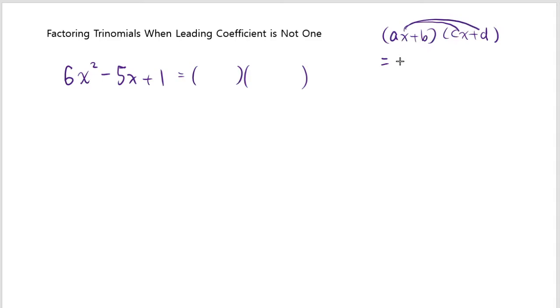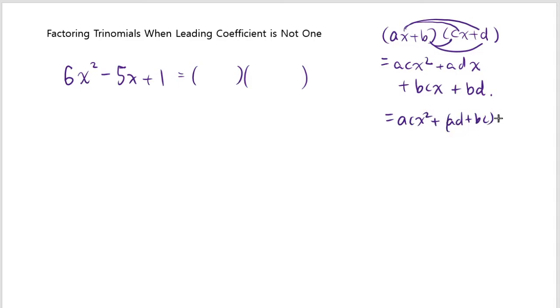So ax times cx is acx squared. Ax times d would be adx. B times cx would be bcx, and b times d is what you have here. And then combining these two like terms, we get acx squared plus (ad plus bc)x plus bd. Okay, and we're saying that ac is like 6 here, and bd is like 1, and ad plus bc should be negative 5. That's how we're viewing this.